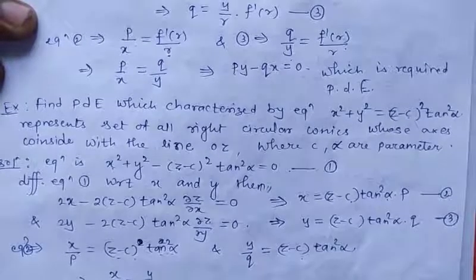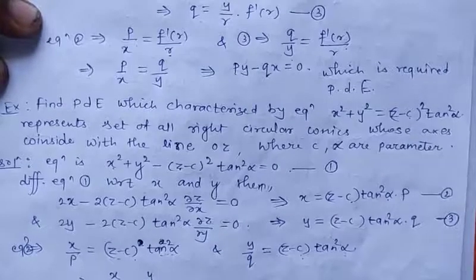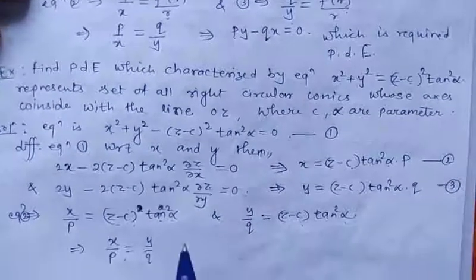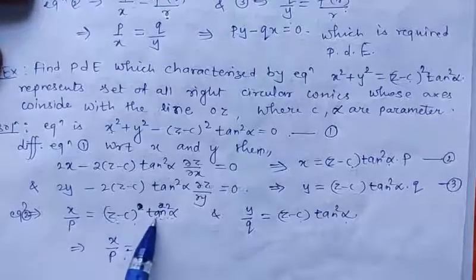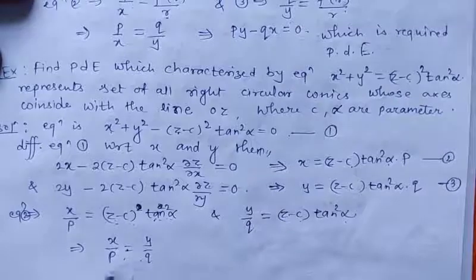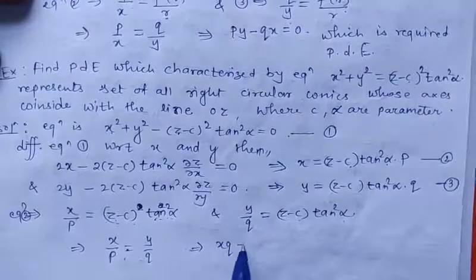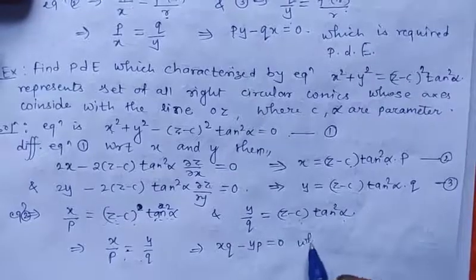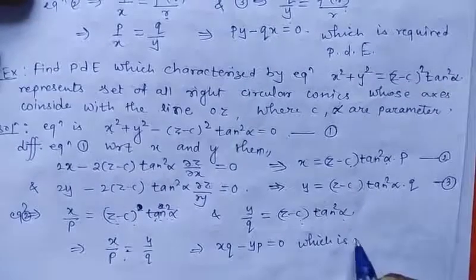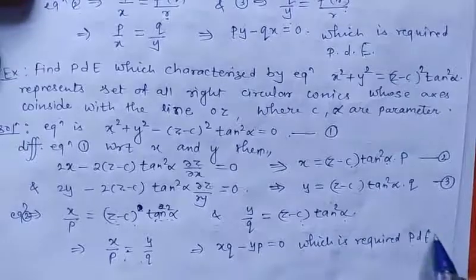So we remove the parameters c and alpha, and therefore we get the required PDE, right? Here x upon p is equal to the value of (z minus c) tan square alpha, which is y upon q. Substituting this, we get x upon p is equal to y upon q. So cross multiplying, we get xq minus yp is equal to 0, which is the required partial differential equation. Okay.